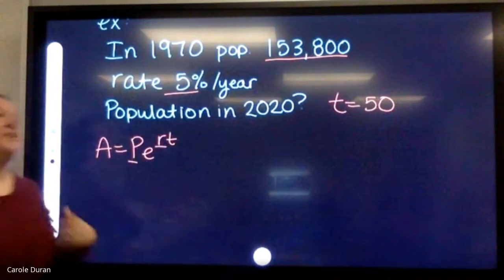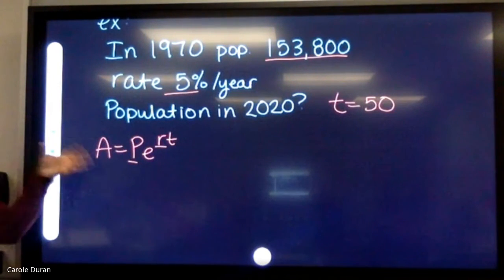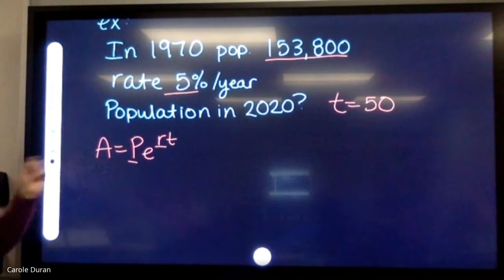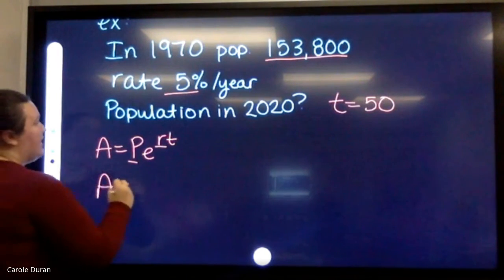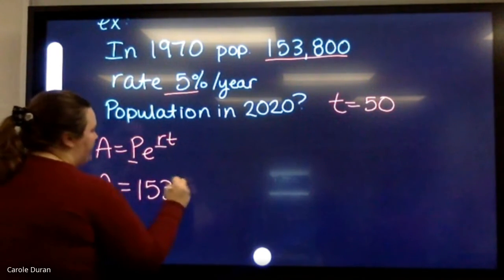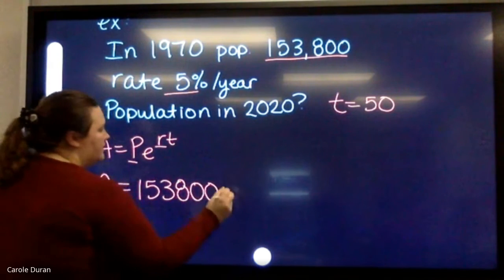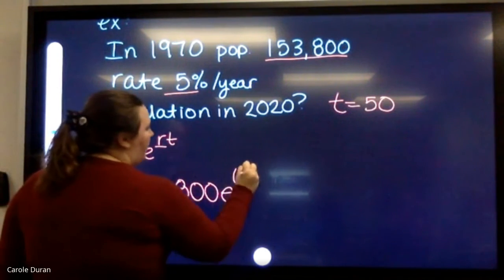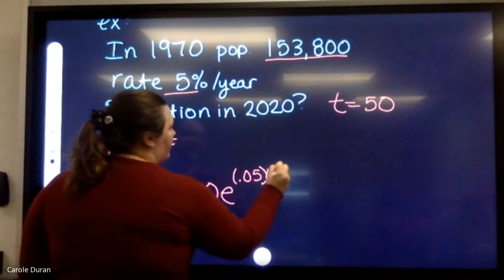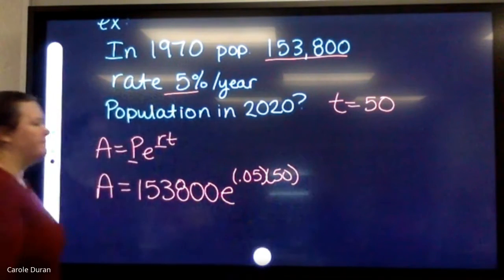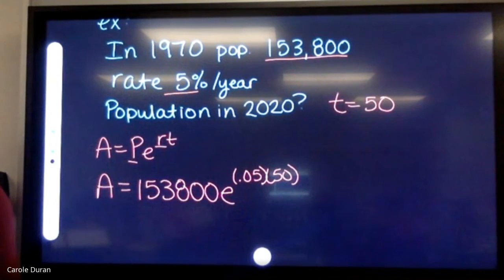So close. So now I have all this information that I can go ahead and plug into this model. So when I do, I get A equals 153,800 times e to the 0.05 times 50. And I would like for you to plug that into your calculator. It is going to be a large number. It will be above 1 million.